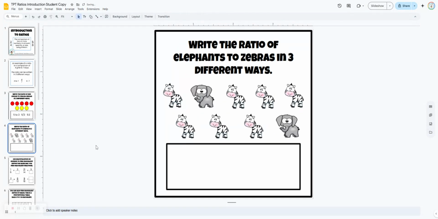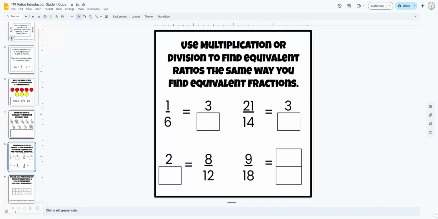They're going to do the same thing on the next slide with elephants to zebras, so they just have to count and write it 3 different ways.